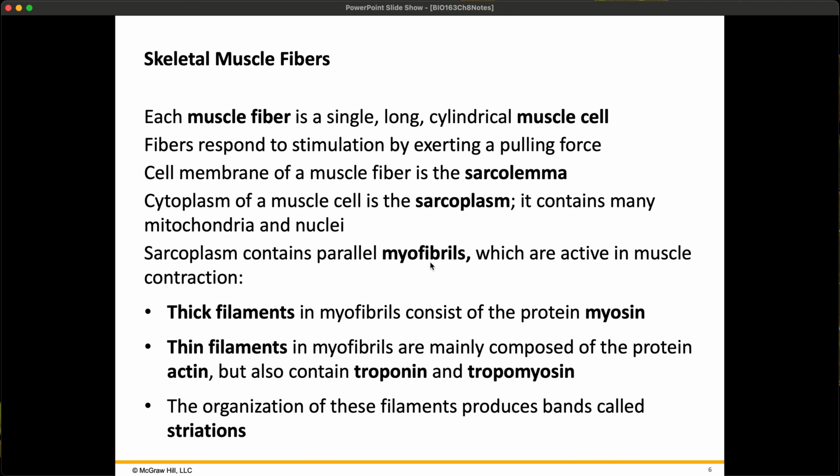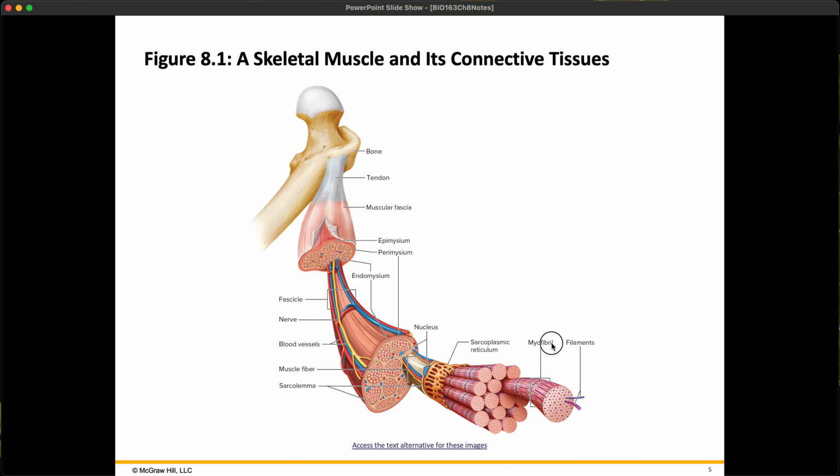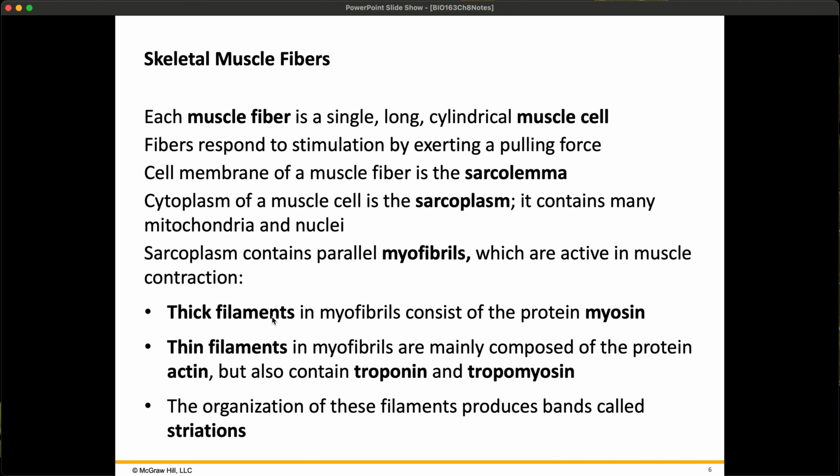And myofibrils are bundles of your thick and thin filaments. So you saw on that slide, it talked about the myofibril being filled with these filaments. That's what we're looking at. The thick filaments are mostly proteins called myosin, and the thin filaments are also a protein called actin, a thinner protein, obviously. But that actin protein is wrapped with troponin and tropomyosin. And we'll see that these two act as regulatory proteins.